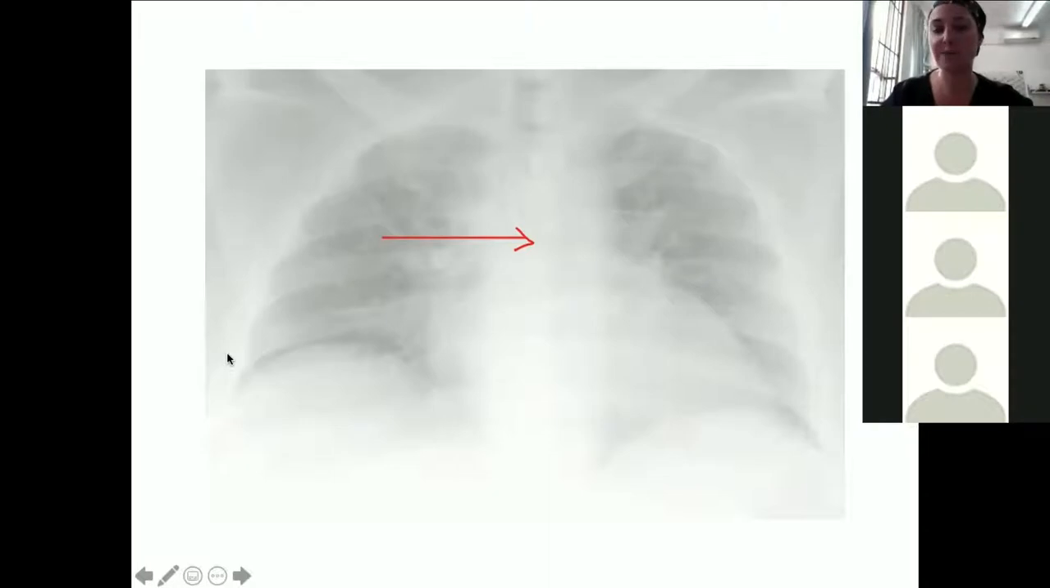If you're underexposed, you're not going to see those vertebrae. So let's have a look at this one. This is roughly T4, where that red line is. And as you have a look at it, you really can't see those vertebral bodies well at all. So on this x-ray, I would say this is probably underexposed. It's a little bit too white. It's just not quite what you're looking for.